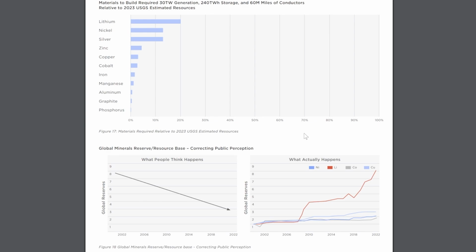So this top chart here is the materials required relative to 2023 USGS estimated resources. So the USGS estimates, like, this is the 100%, like the total reserves in the world it would be here. That's 100%. Tesla is saying, well, we'd only need 20% of the known reserves to make this transition. Even less nickel, even less silver, and you can see even less going down the list. Tesla is saying there's no shortage of materials to make this switch. There's plenty out there. We just need to go get it.